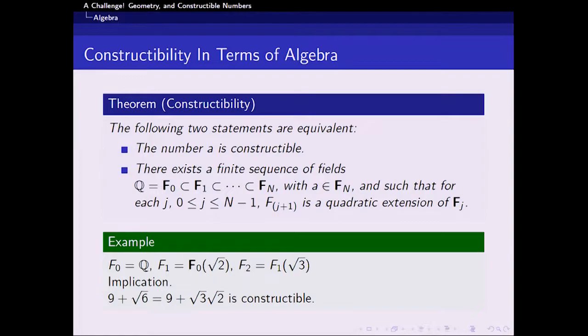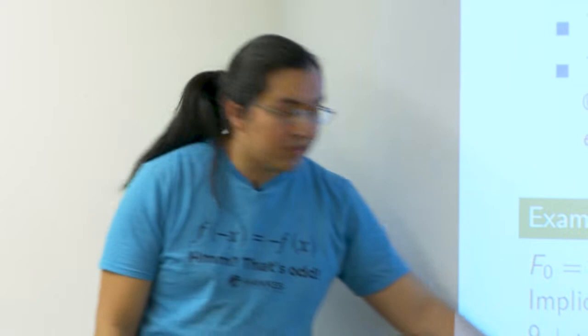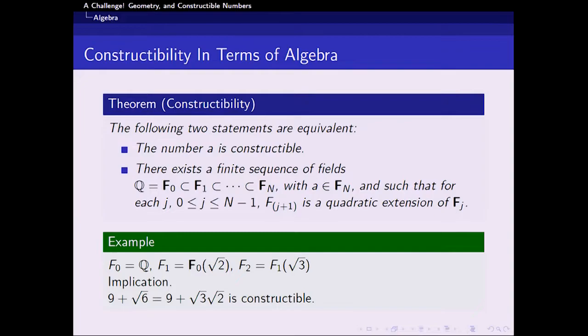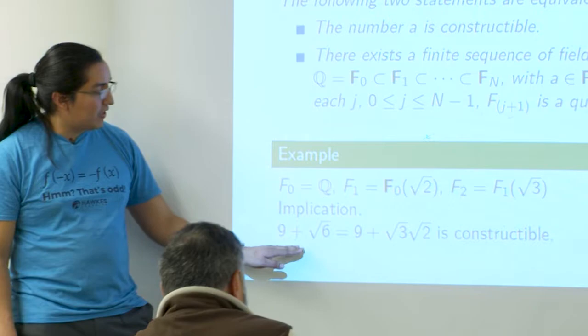So next we can throw in the square root of 3 and see what field that becomes. This thing here is the sequence that I'm talking about. And as a result, 9 plus the root 6 can be written as this. Notice that each of these individual numbers are in these fields. For example, 9 is rational, so it's in here. Root 3 is in here, and root 2 is in this field. Since this is in this field, because its individual components are in one of these fields, then by this theorem, this number is constructible.